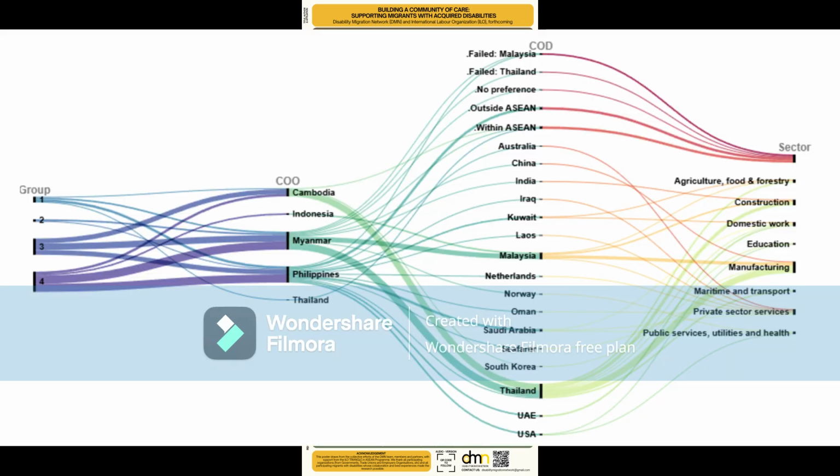The QR code to the external chart shows a chart depicting the journeys of all 55 participants we interviewed, split into 4 sections: 1. Disability Migration Group. 2. COO. 3. COD, actual or desired. And 4. Sector they worked in.